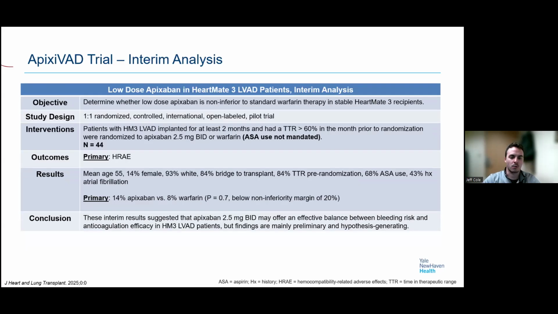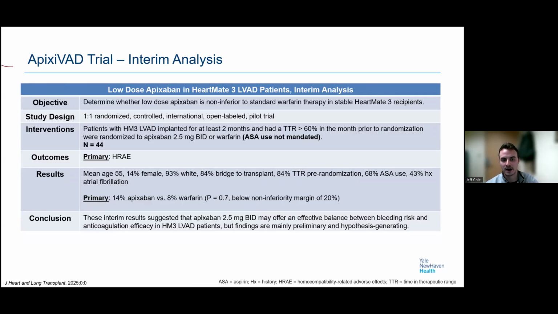And then one of the newest studies, which recently came out at one of the transplant conferences a couple months ago, was the apixaban trial. They reported their interim analysis. This is looking at low-dose apixaban in HeartMate 3 LVAD patients to see if the low dose was non-inferior to standard warfarin therapy.